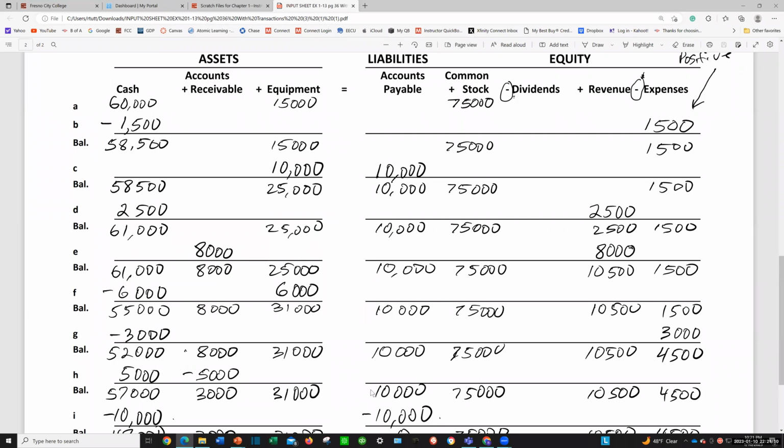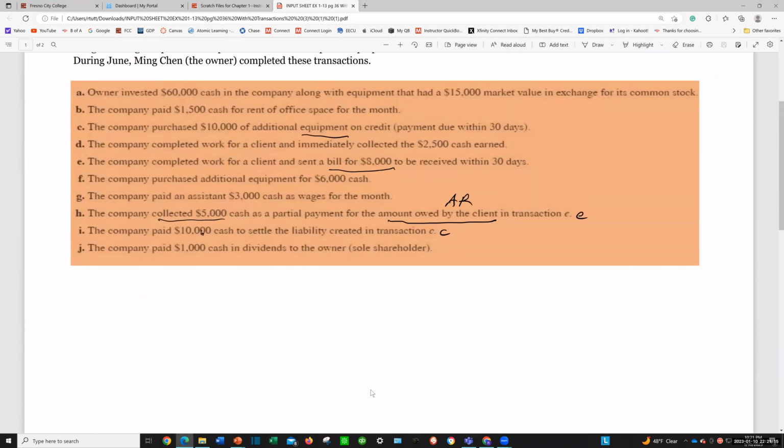Let's do the very last one. I. No, we got another J. I'm sorry, we got one more after that. The company paid 10,000 cash. Oh, you paid cash. Does cash go up or down? Well, if you pay it, cash is going down.